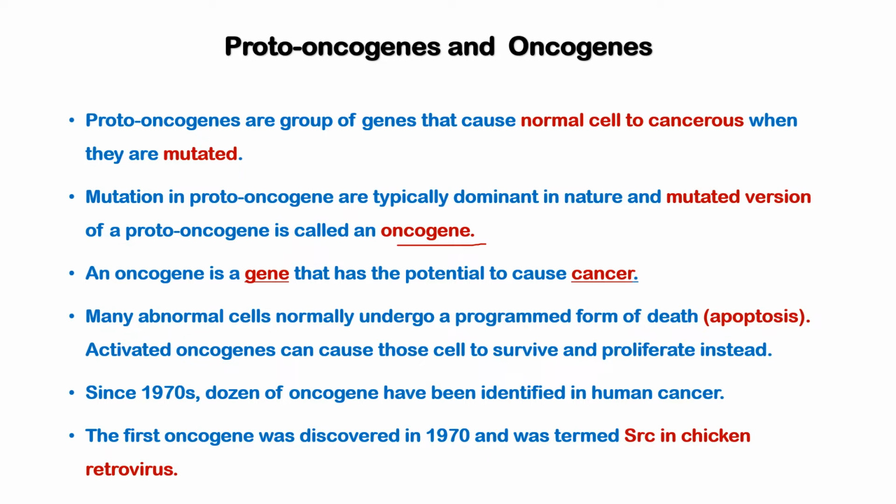Many abnormal cells normally undergo a programmed form of cell death, which is known as apoptosis. But when these oncogenes get activated, they allow these cells to survive and proliferate instead of undergoing apoptosis. The first oncogene was discovered in the 1970s and was termed SRC in chicken retrovirus, and dozens of oncogenes have been identified in human cancer.